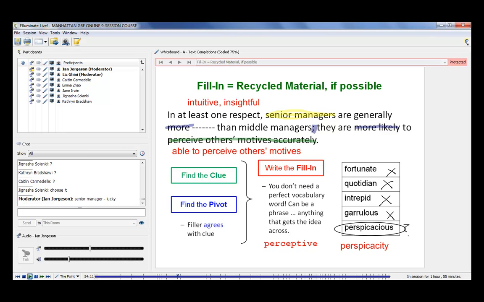That's the point of coming up with our own fill-in, so that we don't just pick an answer that sort of half makes sense. Are senior managers generally more fortunate than middle managers? Maybe. I don't know. It has nothing to do with the second part of the sentence that contains the clue. It has nothing to do with perceive others' motives accurately. So I want to be able to get rid of fortunate, say it's wrong, and then if I have to guess one of the ones I don't know, that's better than talking myself into fortunate simply because it sounds like it kind of makes sense. Does that make sense to everybody?